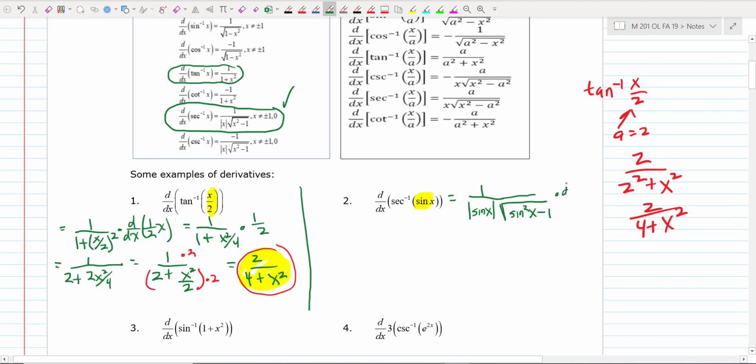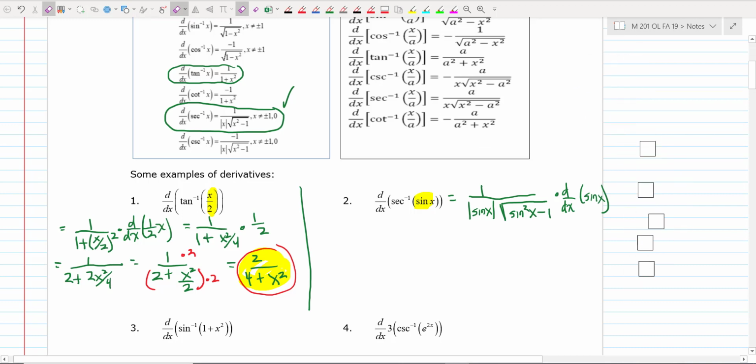And then you have to multiply by the derivative of what's inside, which you can easily do in your head. Okay, I'm going to erase this bit over here. All right, so here's what you'd have. Now, there'd be a little bit of simplification you'd have to do on this one. So it looks like we would have 1 over absolute value of sine x times the square root of sine squared x minus 1, and then the derivative of the sine x is the cosine of x. So that would be an unsimplified derivative.